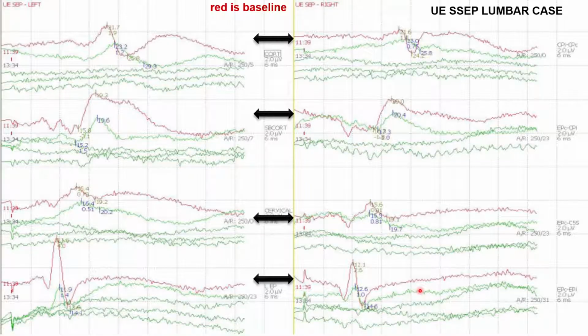We had a series of 2 or 3 cases several years ago that occurred during lumbar fusions. These are upper SSEPs, the left side and the right side, cortical, subcortical, cervical, and the Erb's point. As you can see, bilaterally, all responses diminished.